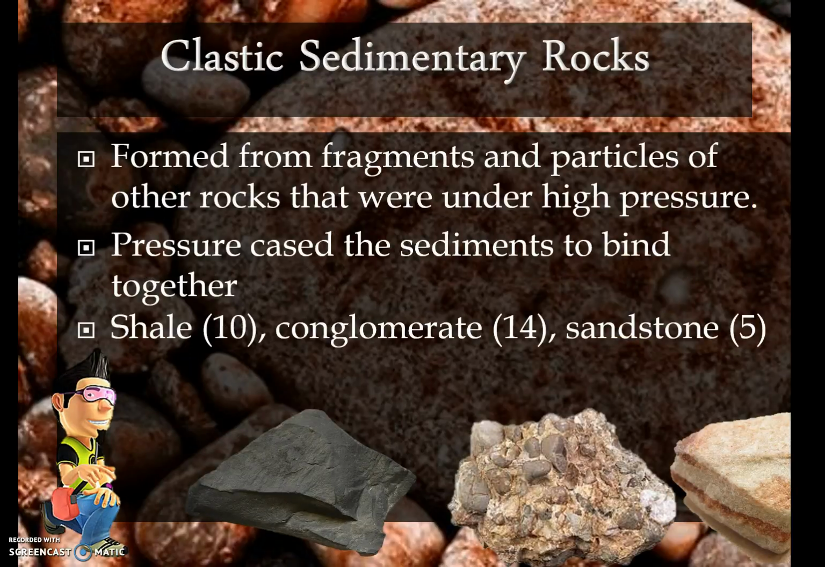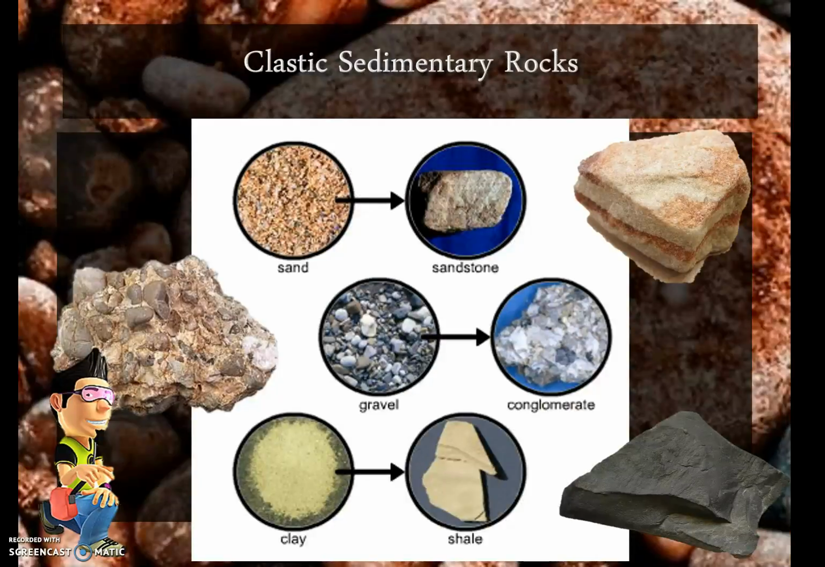So conglomerate, shale, and sandstone are all examples of what we call clastic sedimentary rock. Clastic sedimentary rock is formed from fragments and particles of other rocks that are under high pressure. That compacting is very intense for a clastic sedimentary rock. The pressure causes those sediments to bind together permanently in these 3 types of rock.